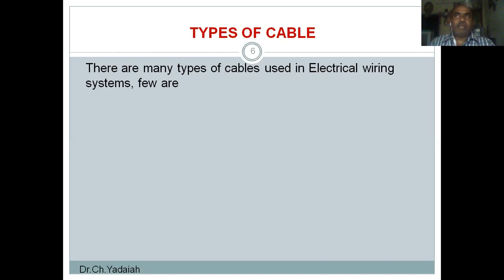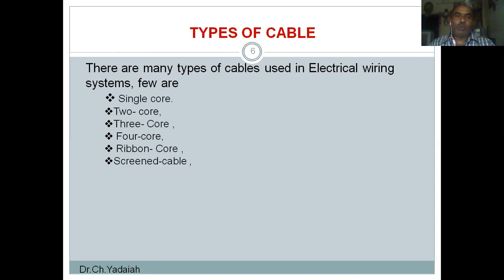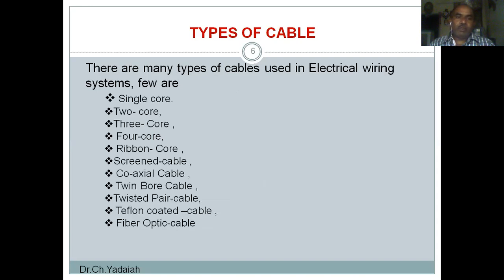Now, the types of cables. What are the different types of cables? There are many types of cables used in electrical systems. A few are the single core cable, two core cable, three core cable, four core cable, and ribbon core, and also screen cables, coaxial cables, twin core cable, twisted pair cable, Teflon coated cables, and fiber optic cables. These are the different types of cables. These cables are generally used in electrical and electronics engineering fields.